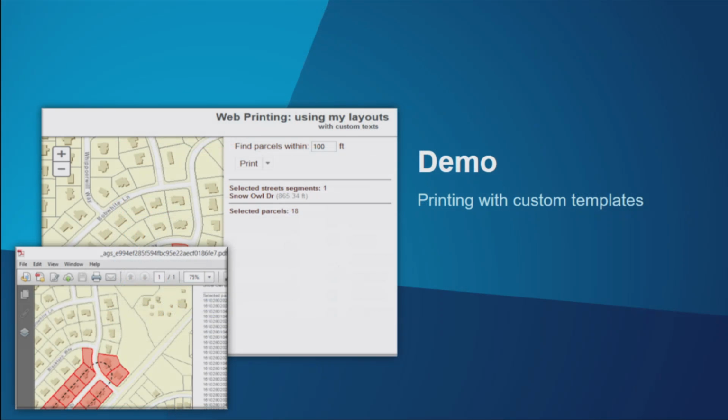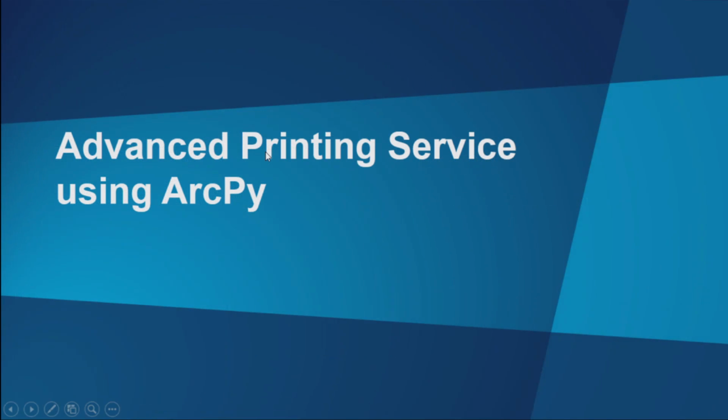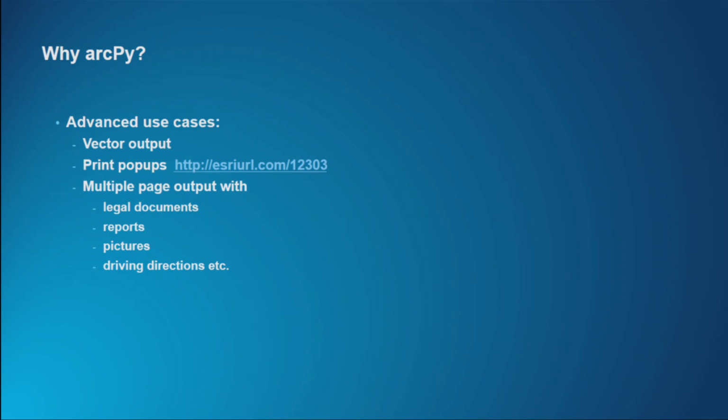All right, so that was printing with custom templates. In that case, we're still using the out-of-the-box export web map tool and the layout templates tool, but we're doing some configuration of text elements and the layout template itself to push as much information into that template and into that output PDF as possible. But that doesn't satisfy all scenarios, and that's why we'll get into the next step, which is advanced print service using ArcPy. Now, why ArcPy?